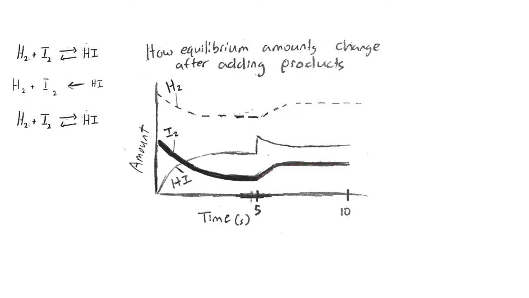As time passes, we eventually re-establish a new equilibrium, as you can see at 10 seconds. This new equilibrium we have will contain different values than our initial equilibrium because it reflects the extra amount of product we added. So notice the new equilibrium value for hydrogen gas is higher than the old equilibrium value, and that is because of this addition of hydroiodic acid.